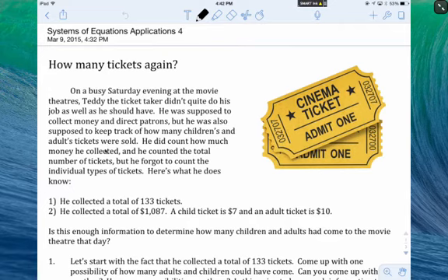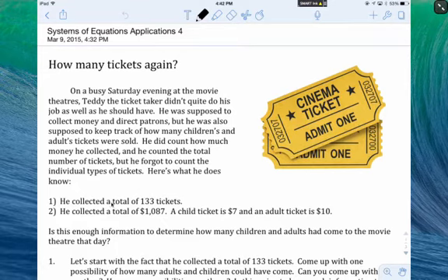He was supposed to collect money and direct patrons, but he was also supposed to keep track of how many children's and adults tickets were sold. So he did count how much money he collected, and he counted the total number of tickets, but he forgot to count the individual types of tickets. So he forgot to count exactly how many child tickets he sold and how many adult tickets he sold. But here's what we do know.